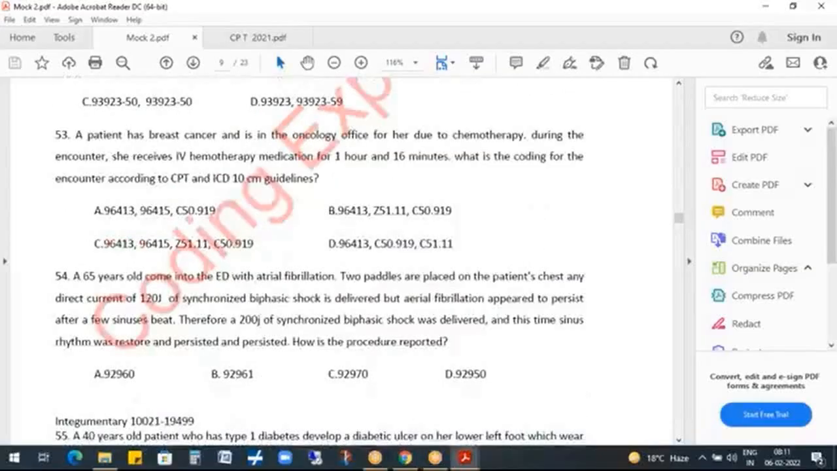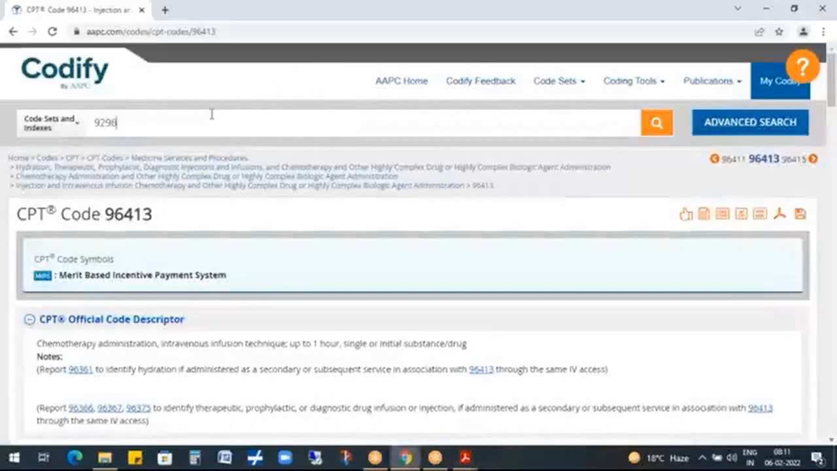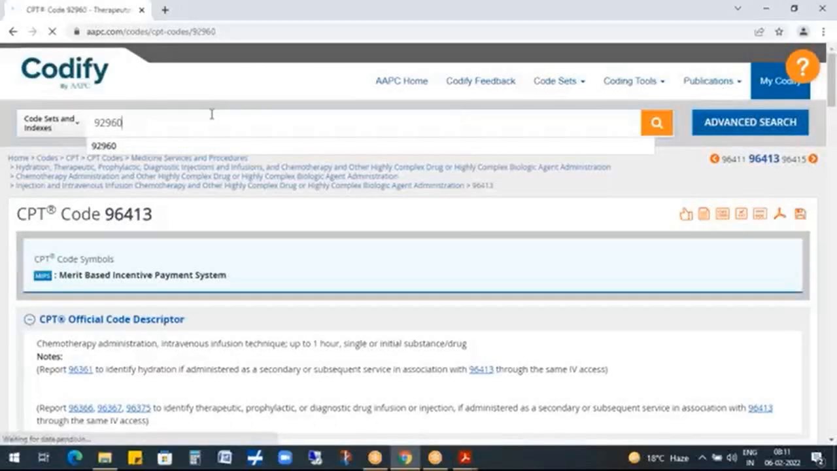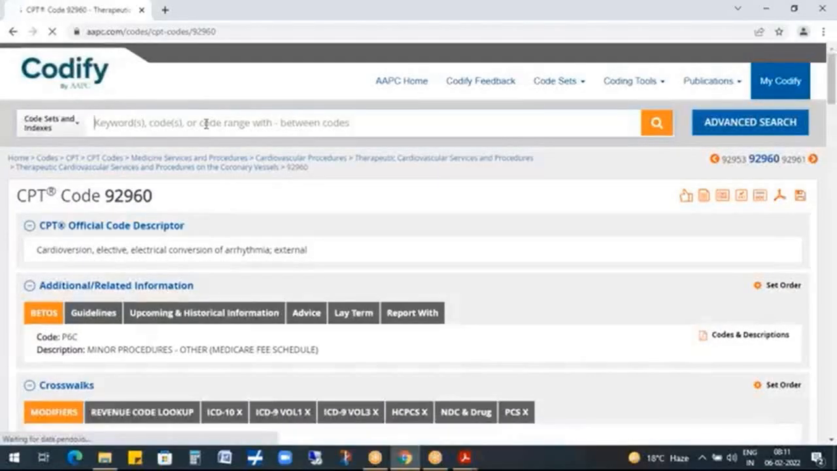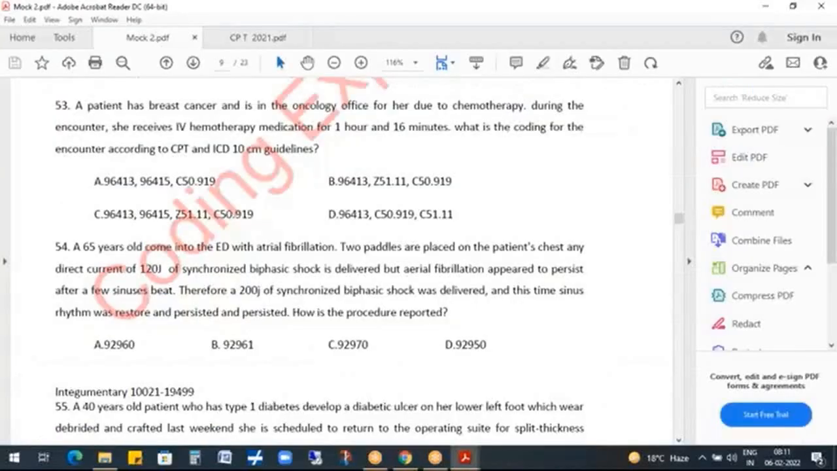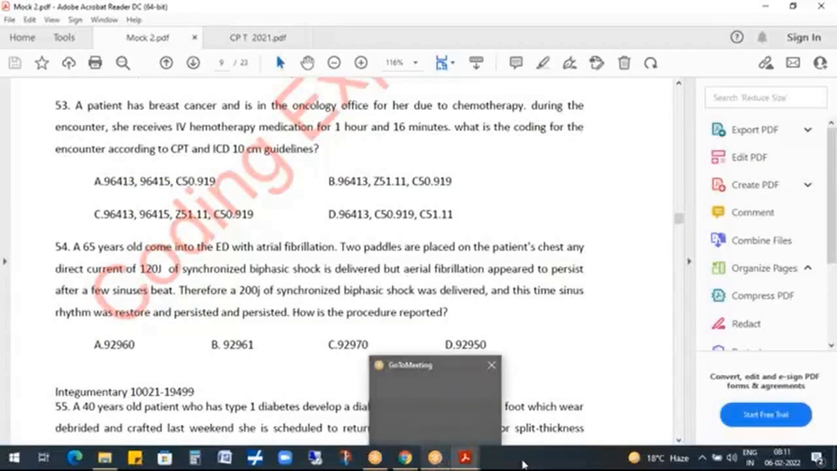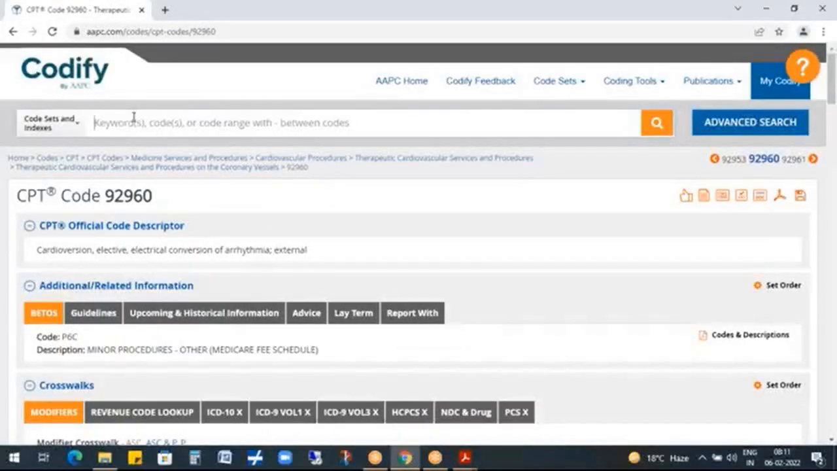Sir, 54. What is your answer? 9296, I coded. Okay, C, sir. Cardioversion, elective. What is your answer then? I coded C, but in the options it is A. You coded D? D for Delhi. C, sir. B for Bombay. 92970, I coded C.